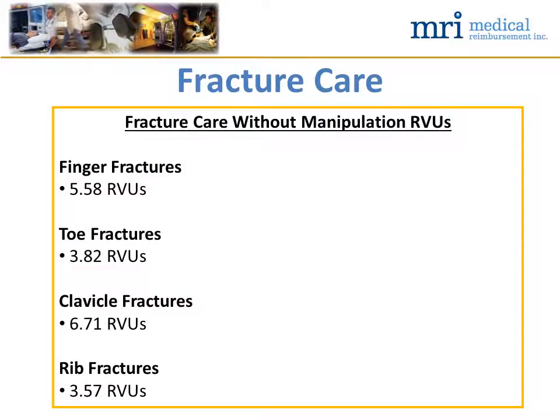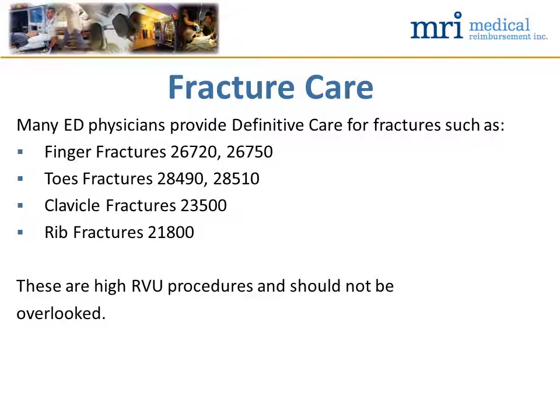Some of the fracture codes that we use in the emergency department quite often without manipulation carry high RVUs as well. For instance, finger fractures have RVUs of 5.58, toe fractures 3.82, clavicle 6.71, and rib fractures 3.57. The most common, again, fractures that are seen in the ED without manipulation would be for fractures such as finger fractures, toe fractures, clavicle fractures, and rib fractures. These are high RVU procedures and should not be overlooked when performed by the emergency department physician.